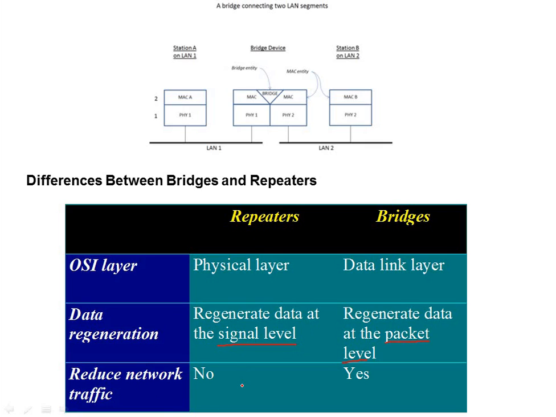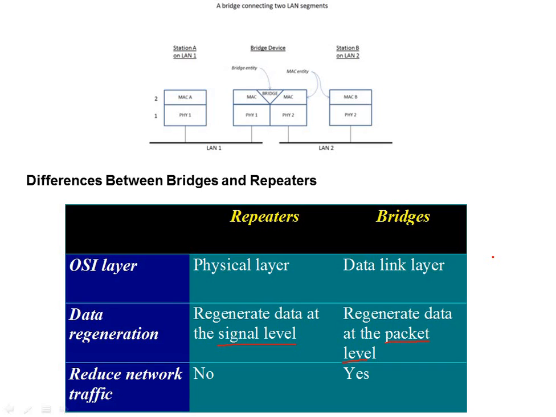Will the repeater help you to reduce the network traffic? No. Will the bridge? Yes. So these are the three basic differences. On the basis of intelligence, you can also say that the repeater is not intelligent, it is a simple device, while the bridge is an intelligent device. Then, on the basis of broadcasting or relaying the signal, repeaters broadcast, while the bridge will not broadcast, it will keep the destination in mind.